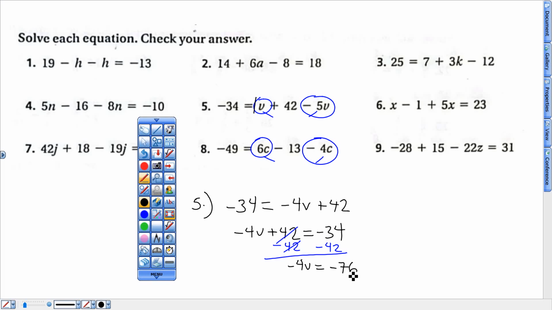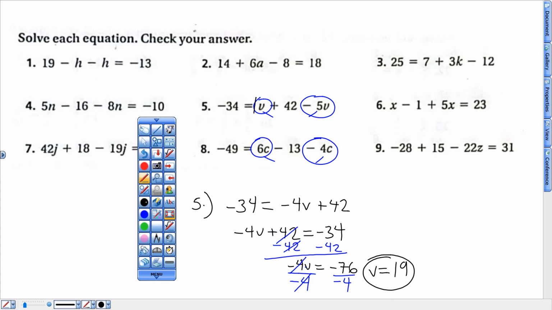And then my next step, the opposite of timesing by negative 4 is dividing both sides by negative 4. And then you have to know that this v is going to be positive, and you have to know how to divide 76 by 4. I'm going to run and get my calculator. So 76 divided by 4 gives me positive 19.